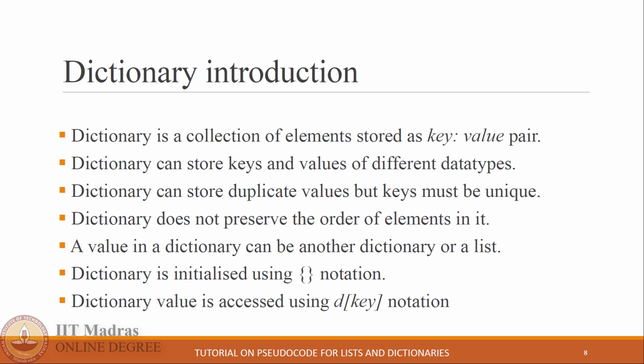Dictionary does not preserve the order of elements in it. It allows us to have random access to each key value pair in the dictionary. Due to this, we can access any element in the dictionary directly using a key. A value in a dictionary can be another dictionary or a list. Dictionary is initialized using open curly brackets followed by closing curly brackets notation. Dictionary value is accessed using D, opening square bracket, then key, followed by closing square bracket notation.